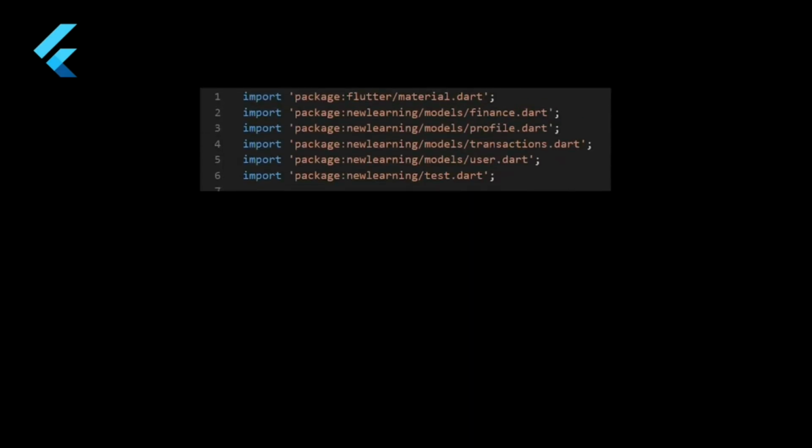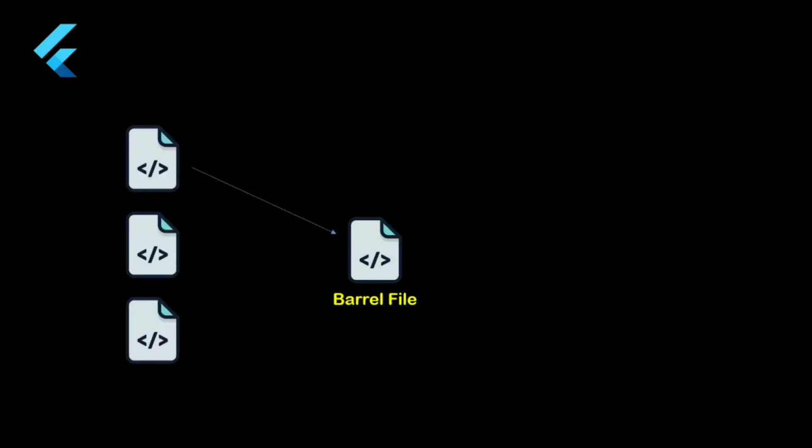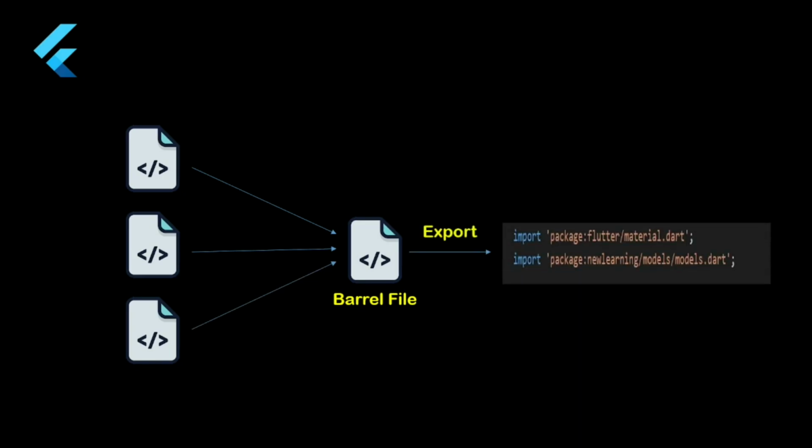In this video, I will show you how to streamline imports in your Flutter project by making your code more readable, maintainable, and efficient using barrel files. A barrel file is a single .dart file that exports multiple other files or libraries from the same directory or module. By doing so, it creates a central access point, allowing you to import multiple files with just a single import statement. There are three benefits of using barrel files.